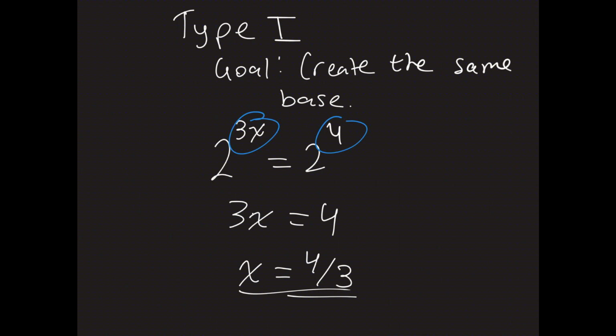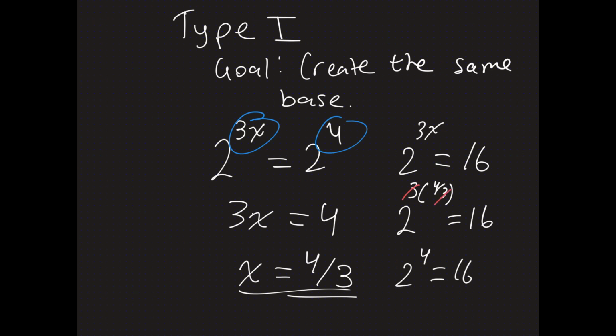Now if I plug that back into my original equation, 2 to the 3x equals 16, with my x value of 4/3, we end up with 2 to the 3 times 4/3 equals 16. The 3's cancel out, and you end up with 2 to the 4th equals 16. No mistake there, so that's perfect. That's the method for solving exponential equations that we're going to call type 1. Again, the goal is to create the same base.